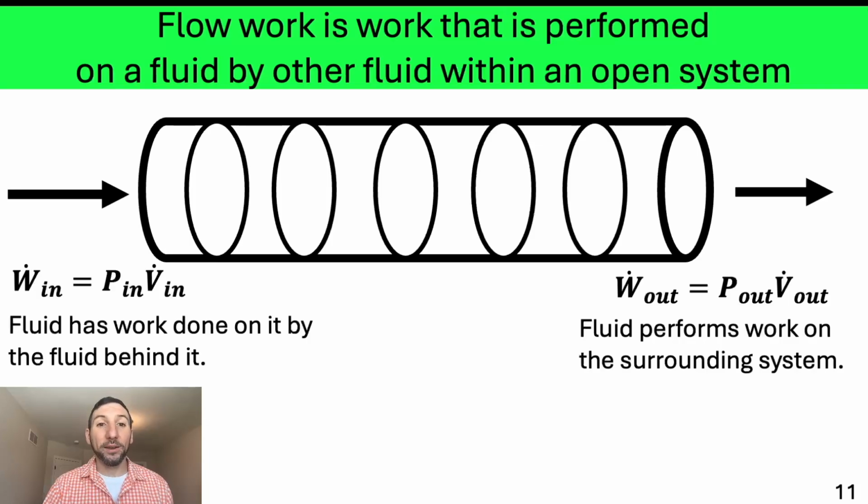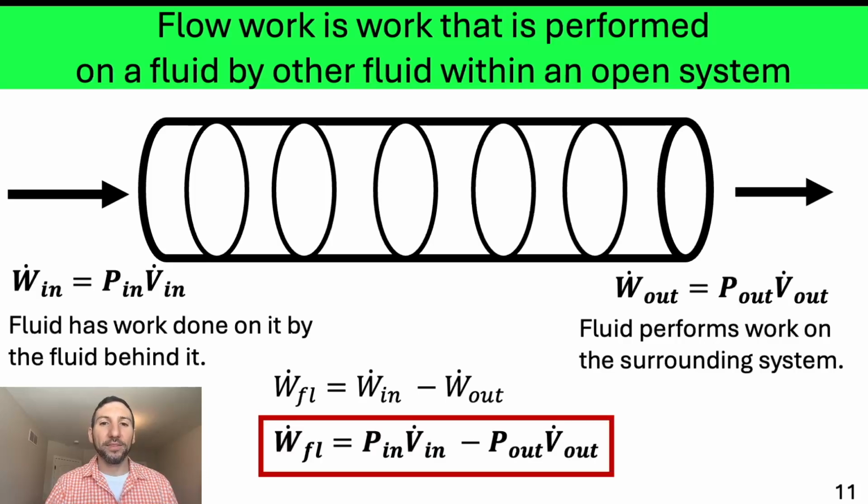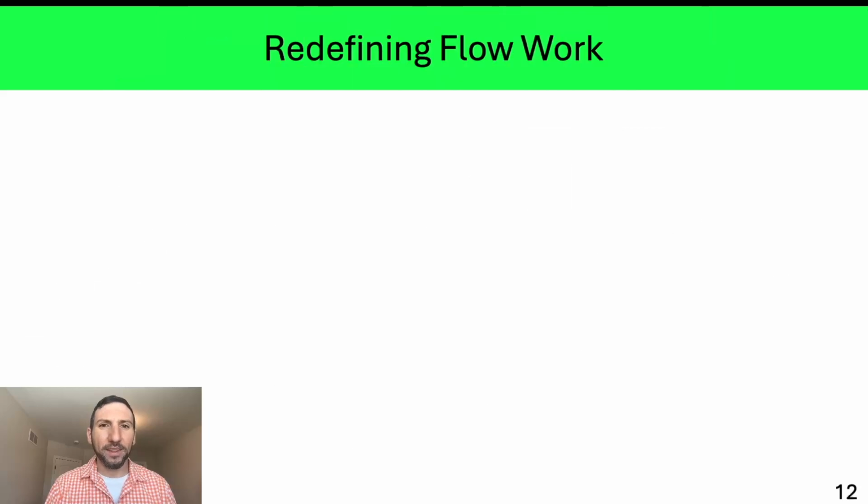And when we combine those terms together, that's going to be my flow work. That's the sum of the work that is being performed on my fluid, both the work coming in and work coming out. And we can rewrite my flow work as P in V dot in minus P out V dot out. Now, I want to take this equation and rearrange it just a little bit. So we've got our flow work equation.